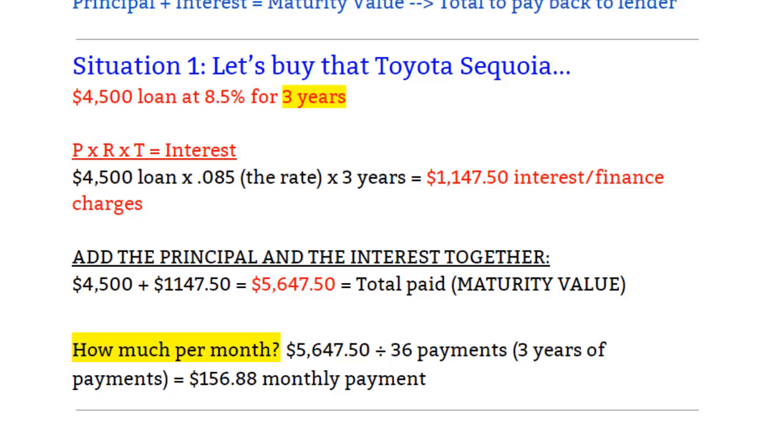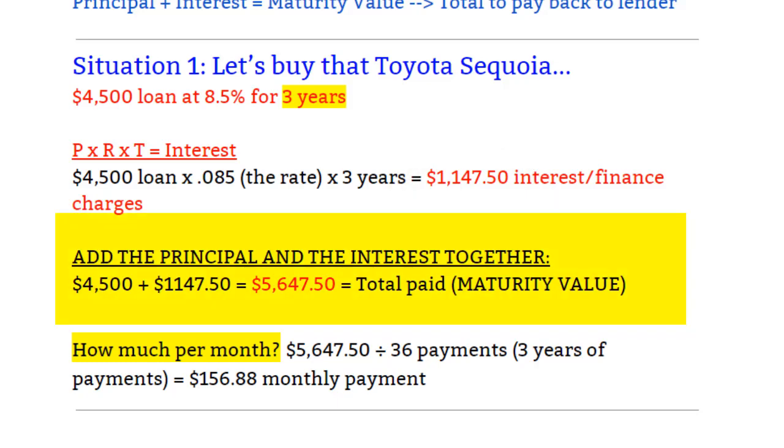So if I take principal times rate times time, I'm going to take 4,500 times 0.085, that's how you write 8.5% as a decimal, times 3 for 3 years. So I have $1,147.50 in interest. Now on the next line, let's add that to how much we borrowed. We borrowed $4,500 plus $1,147.50 in interest, which means we're going to pay back $5,647.50 total for this car.